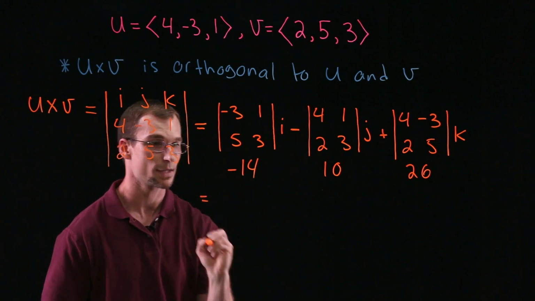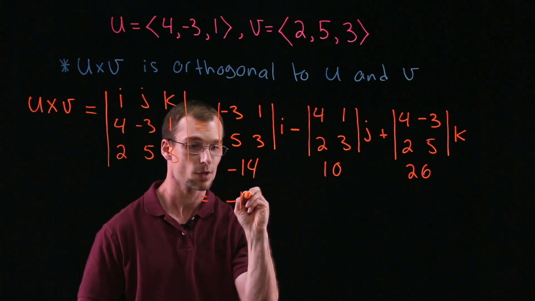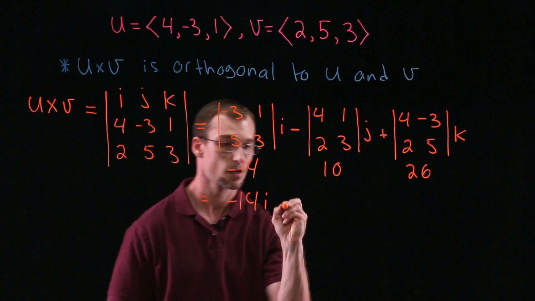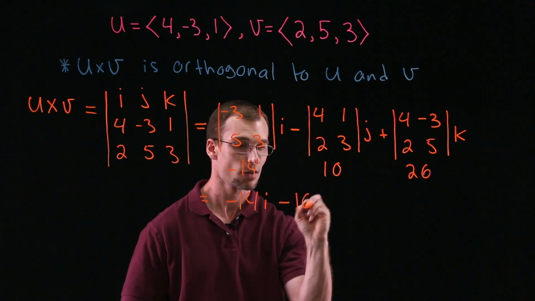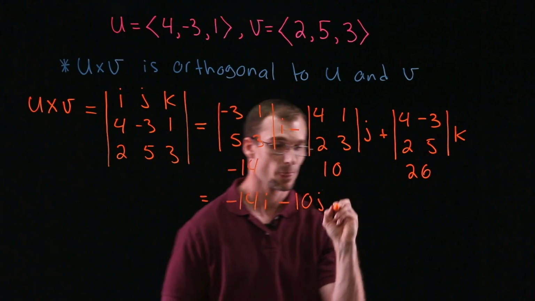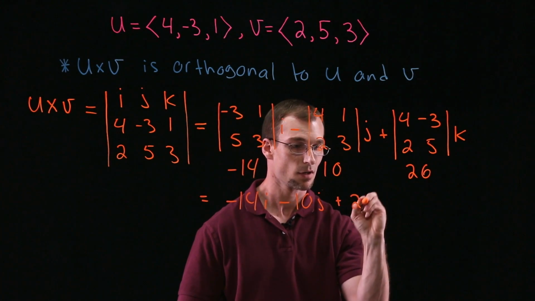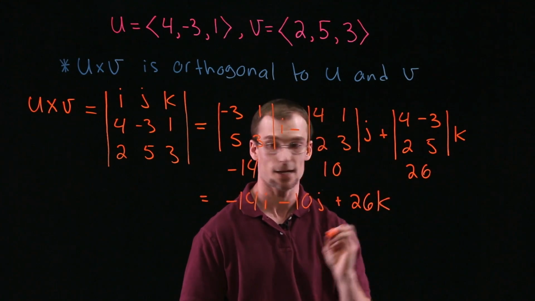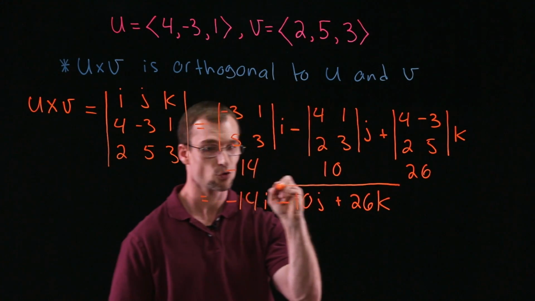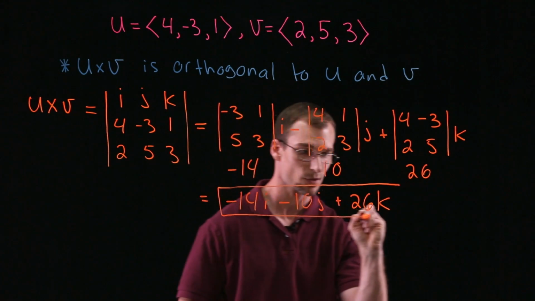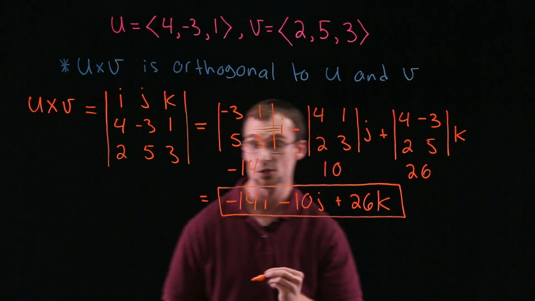So putting it together, we're going to have -14i minus 10j and plus 26k. And that's the cross product between u and v. So that's the vector that's orthogonal to u and v.